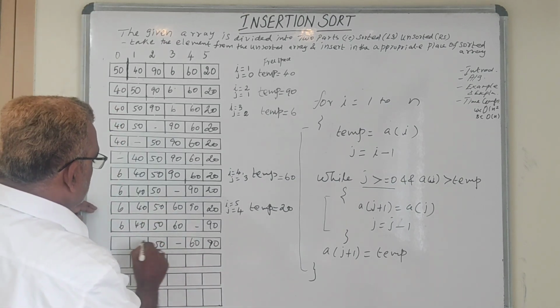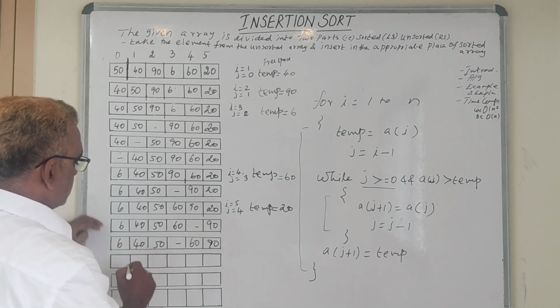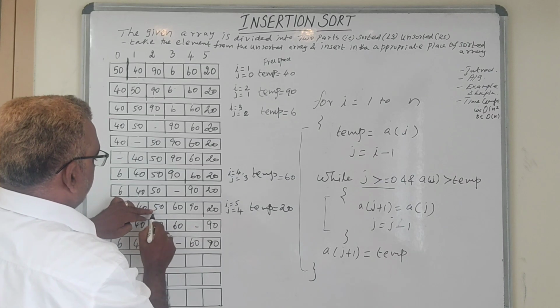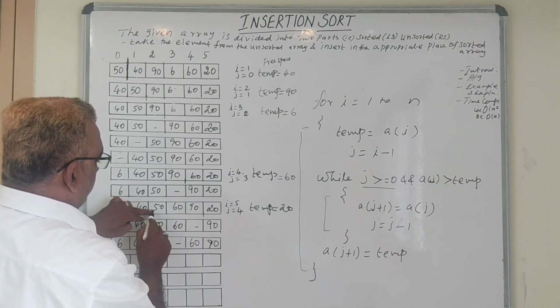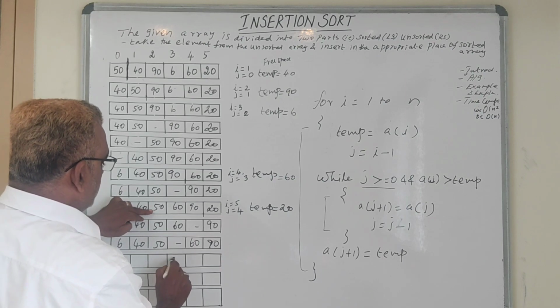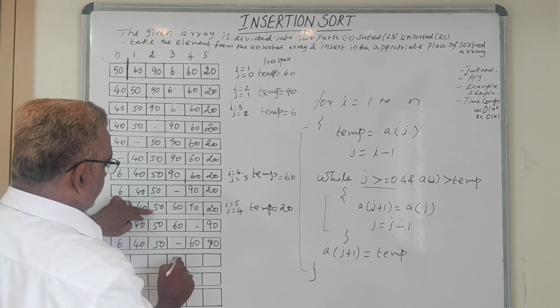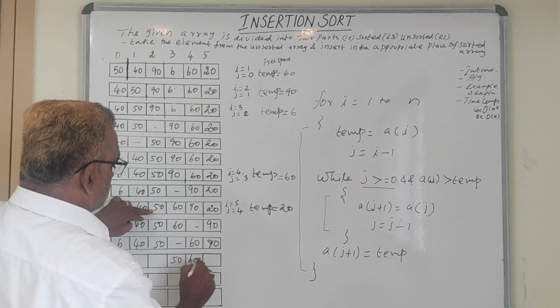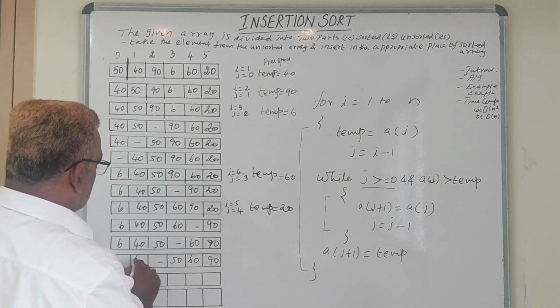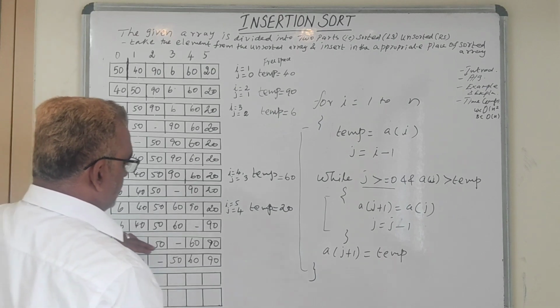This position we don't know the value, and the remaining values are stored as they are. Now take 50 and compare it with 20. 50 is greater than 20. Yes, the condition is true, so automatically 50 will be shifted to the next location. Right shift. So this is 60, this is 90. This location we don't know. This is 40 and this is 6.